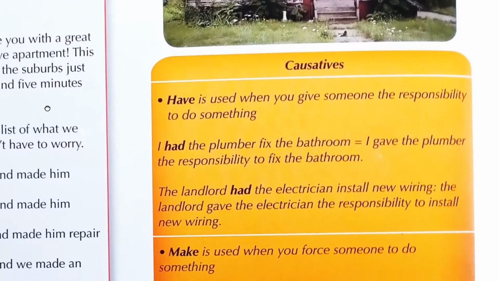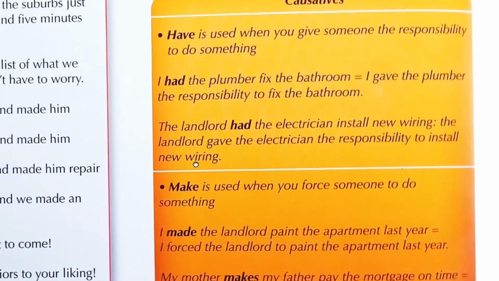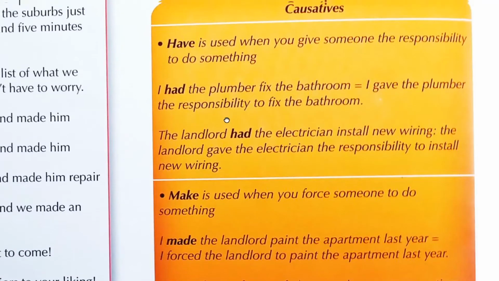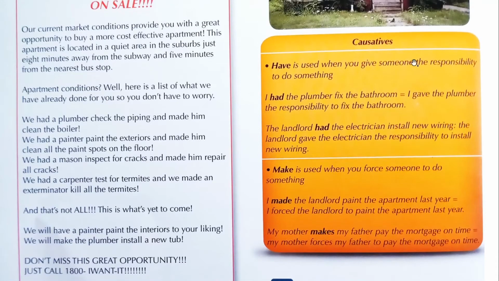Don't forget that we are learning how to use causatives. Have is used when you give someone the responsibility to do something. For example, I had the plumber fix the bathroom. I gave the plumber the responsibility to fix the bathroom. And the landlord had the electrician install new wiring. The landlord gave the electrician the responsibility to install the new wiring.